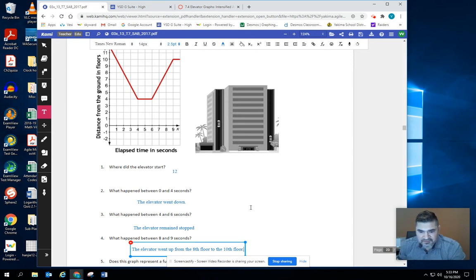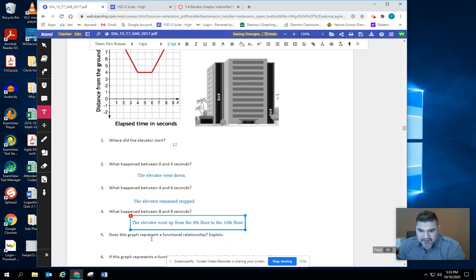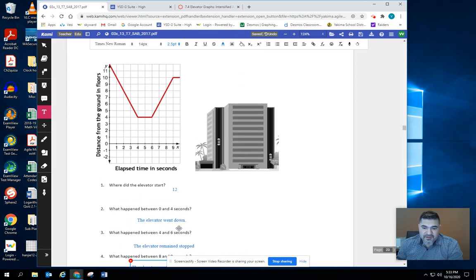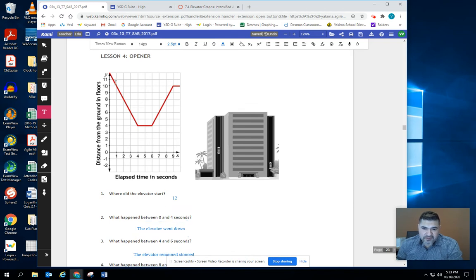Now let's go ahead and look at question 5. Does this graph represent a function, a functional relationship? Explain. Okay, so one way to tell if it is a function is to see if it passes the vertical line test. That means if I make up any vertical line, if I only pass through the graph one time, then it is a function. It has to go through one and only one time. So anywhere on this graph, it looks like it just passes through one time.